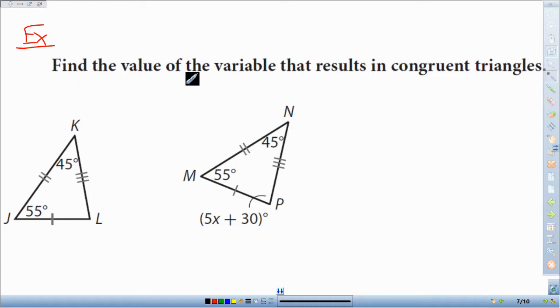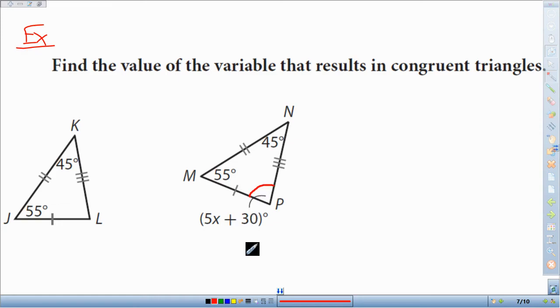This is saying find the value of the variable that results in congruent triangles. So go ahead, copy this, and we'll figure this out. Find the value of the variable. Skimming over this, I can see that the variable we're looking for is x. So this angle is the focus. And here's what I know.